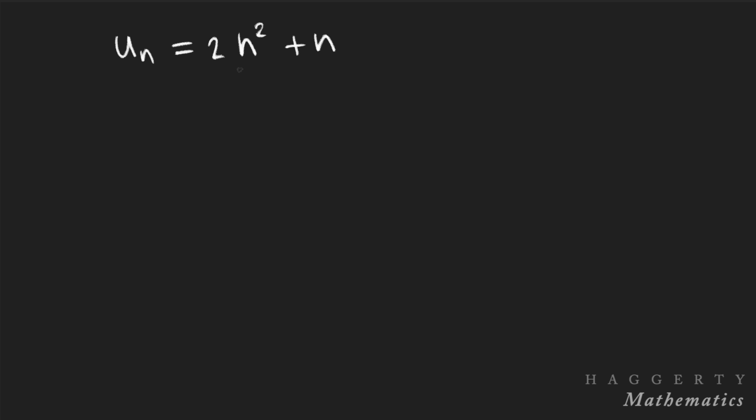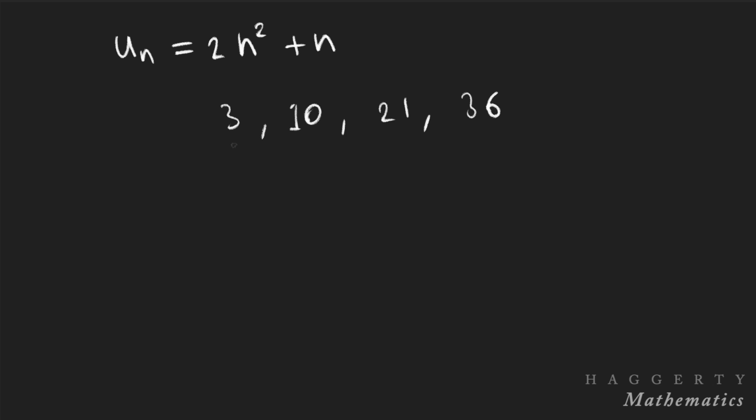So if you plug in n as 1 into this, you get 3. If you plug in n as 2, what do you get? 2 times 4, so 8, and then plus 2 is 10. Let's plug in 3. 2 times 3 squared is 2 times 9 is 18, and then plus 3 is 21. Let's just do one more. 2 times 4 squared, that's 32, and then plus 4, that'd be 36, okay?